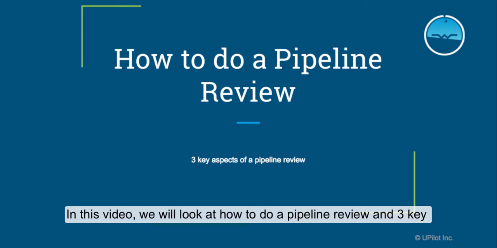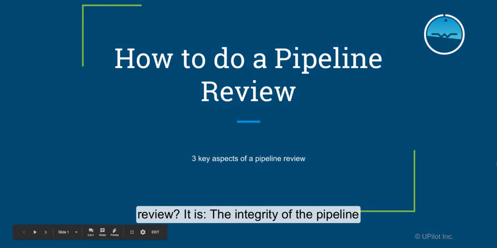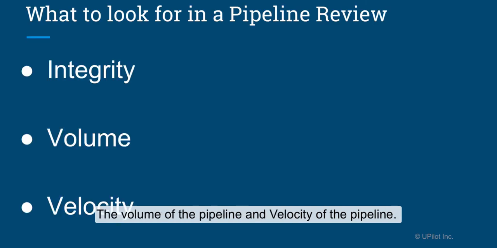In this video, we will look at how to do a pipeline review and 3 key aspects of a pipeline review. So what to look for in a pipeline review? It is the integrity of the pipeline, the volume of the pipeline, and velocity of the pipeline.